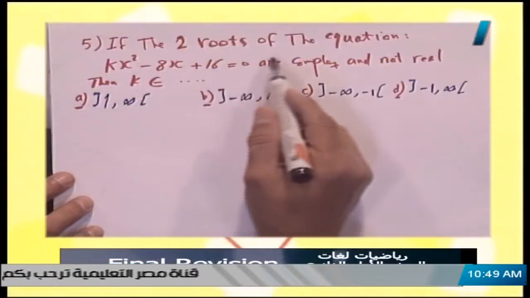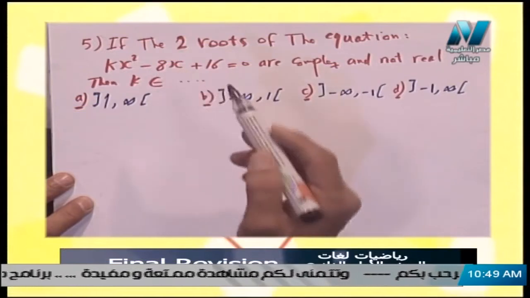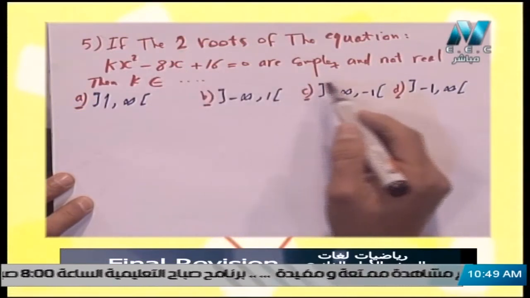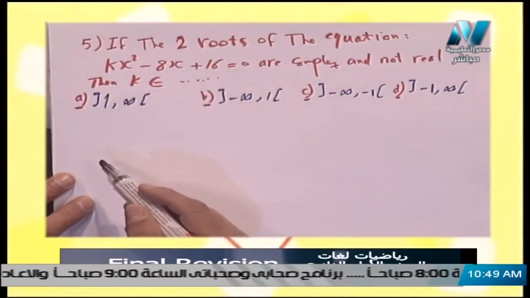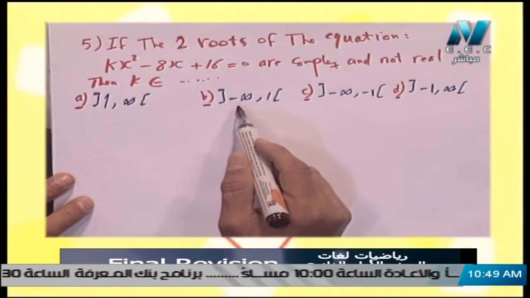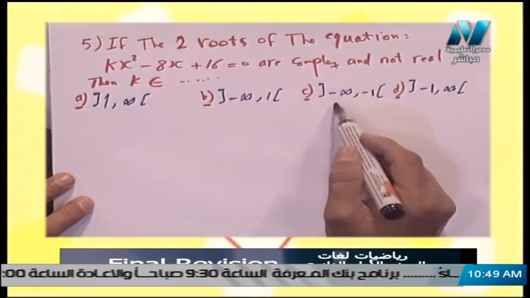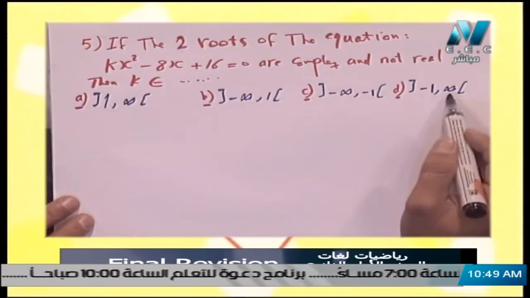We have two roots of the equation. We are going to complete many questions here for you. So we have, if the two roots of the equation kx power 2 minus 8x plus 16 equals 0 are complex and not real, then k belongs to what? Is it open 1 and open infinity, the interval negative infinity open and 1 open, or negative 1 infinity open, negative 1 open, or negative 1 open and infinity?